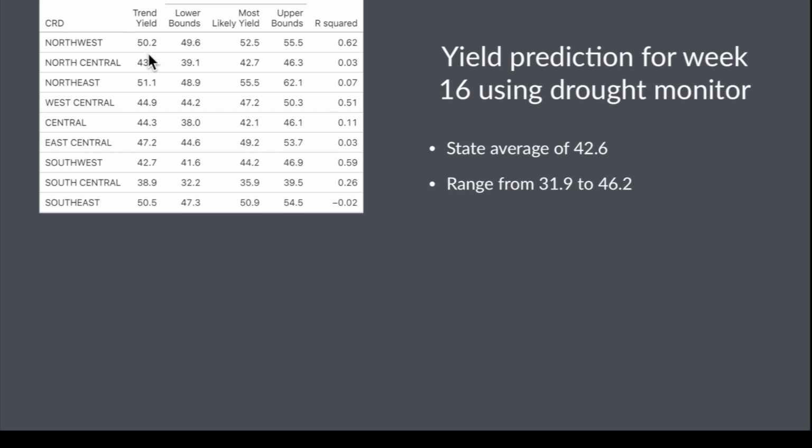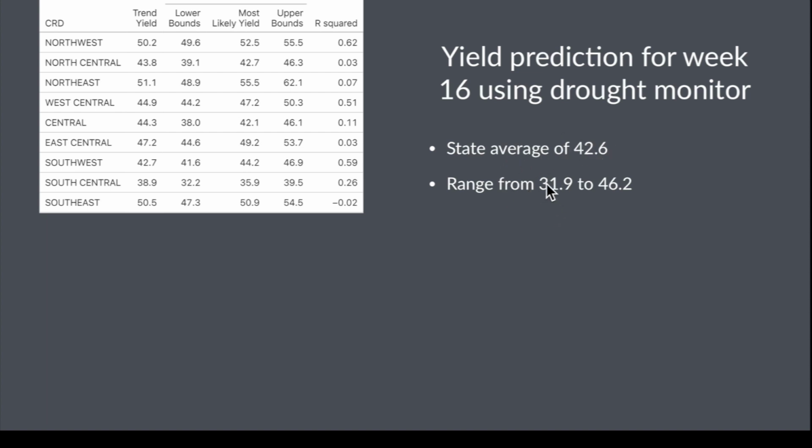Well, if I aggregate all these numbers back together and come up with a state average yield, and again, I'm weighting it by how many wheat acres we have in each of these crop reporting districts, I'm getting a state average prediction of 42.6, which would be just a little bit below the state average. This is actually a bushel lower compared to my estimate where I'm just using the crop condition report from NASS. So again, they're somewhat in agreement that this is a little bit lower.